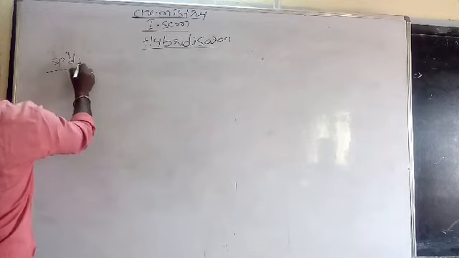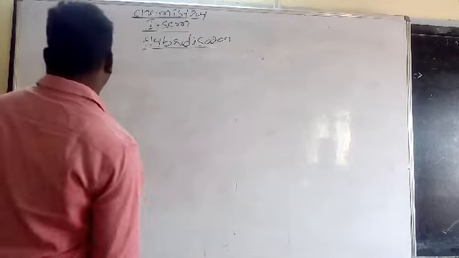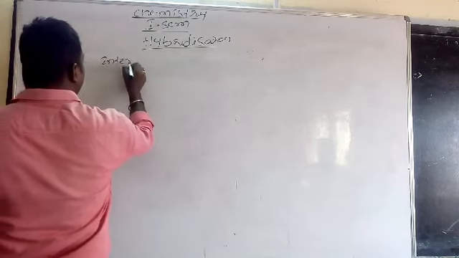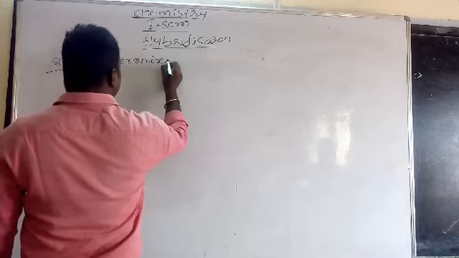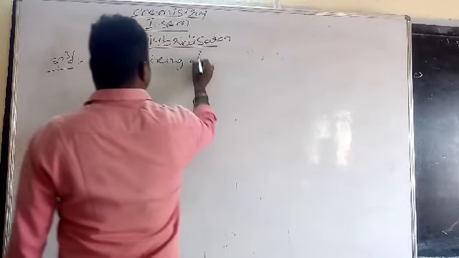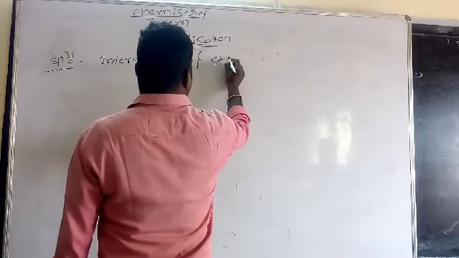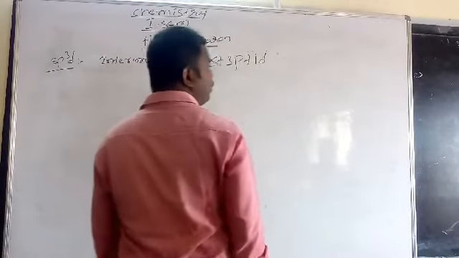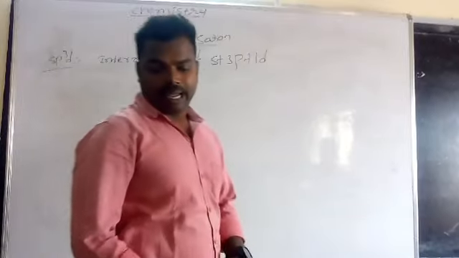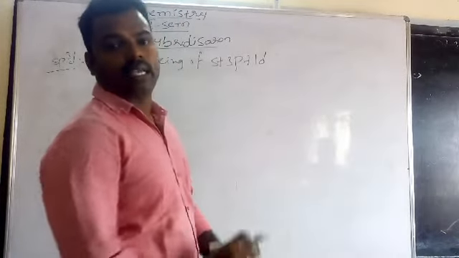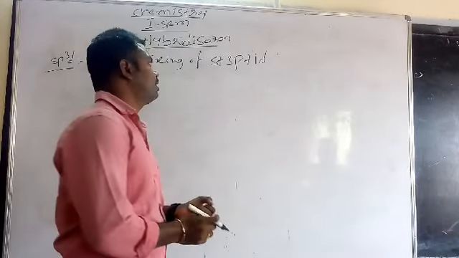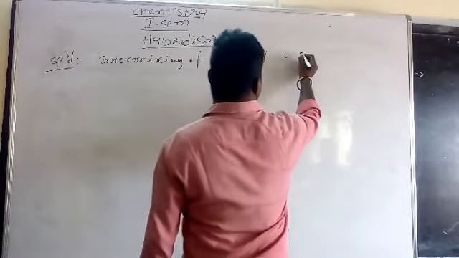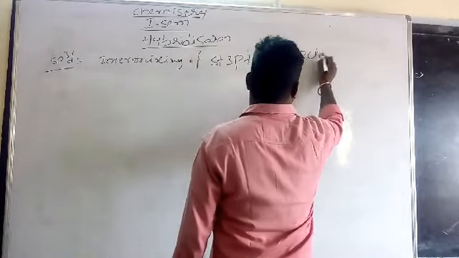sp3d hybridization. What is sp3d hybridization? Intermixing of one s orbital, three p orbitals, and one d orbital combined to give new equivalent hybrid orbitals is called sp3d hybridization. An example of sp3d hybridization is PCl5.